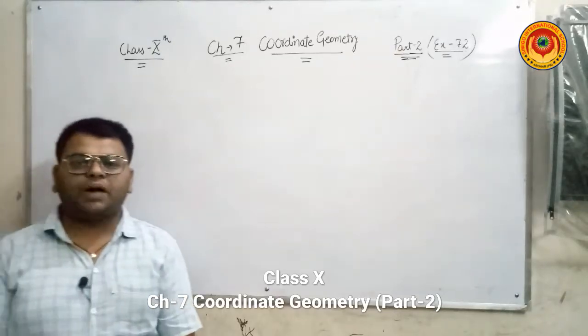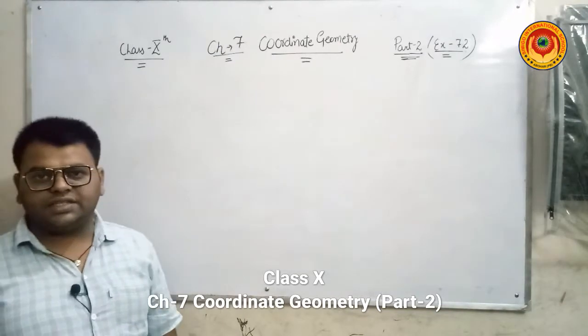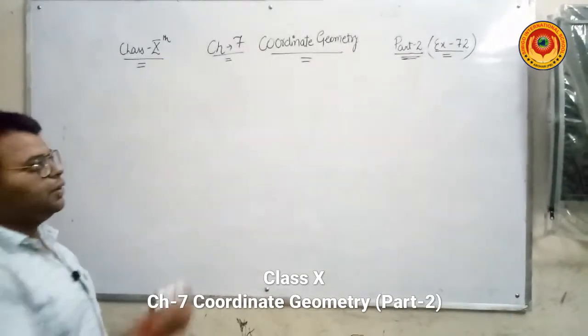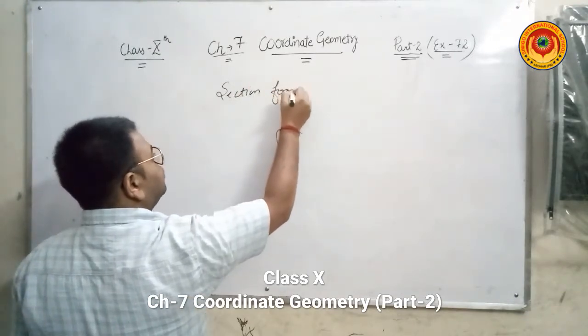Hello student, this is part 2 of chapter 7, that is coordinate geometry. In this exercise, that is 7.2, we will discuss the section formula. Section formula.